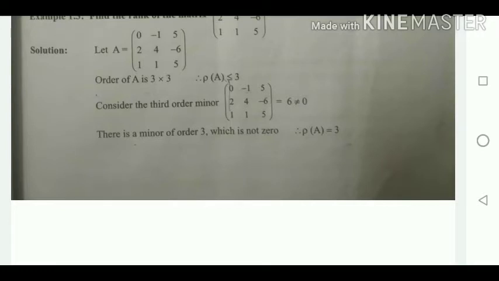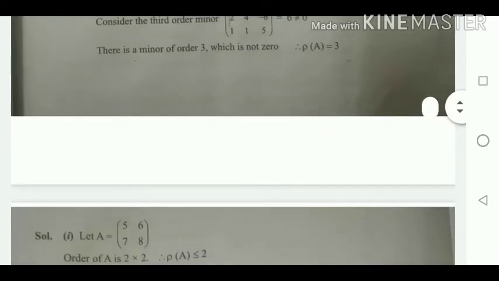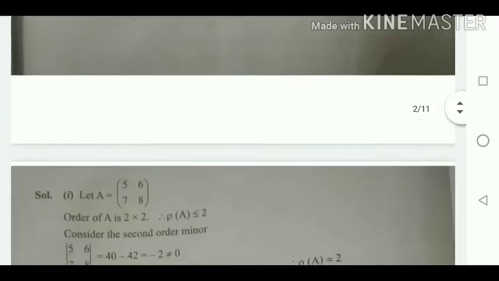6 is not equal to 0. There is a minor of order 3 which is not 0. That is, if it is not equal to 0, it means rank of A equals 3. If it is 0, we go to the second minor. Okay. So it is not equal to 0. In this case rank of A equals 3. Next one.